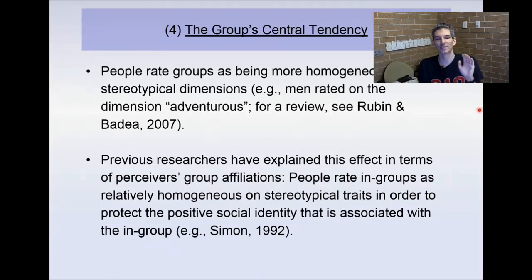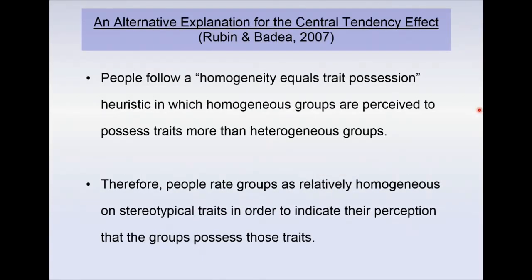We find that groups tended to be rated as more homogeneous on traits that they possess than on traits that they don't possess. And researchers such as Simon said, well, probably that's because people are rating their own groups and not other groups. So it may be an in-group, out-group effect. Now, we came along and said, well, maybe that's true, but maybe it's not. And we provided an alternative explanation where we assumed that people often follow what we called a homogeneity equals trait possession heuristic. Complicated sounding stuff, in which homogeneous groups are perceived to possess traits more than heterogeneous groups.